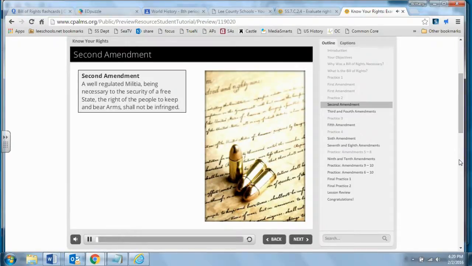Let's move on to the Second Amendment of the Bill of Rights. It says, "A well-regulated militia, being necessary to the security of a free state, the right of the people to keep and bear arms, shall not be infringed." This amendment guarantees Americans the right to keep and bear arms. In other words, weapons. Although many different types of weapons exist, when Americans talk about the Second Amendment, they are almost always talking about guns.